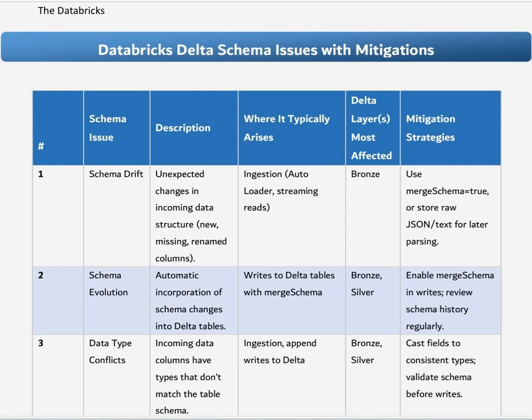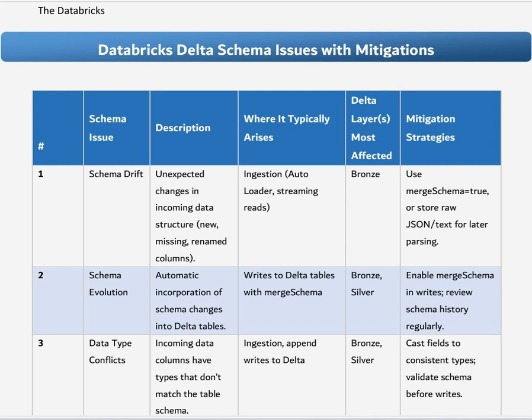You just store the raw incoming data as, say, JSON text or plain text first in bronze. Okay, so you capture everything as is. Right, and then you deal with parsing it out, applying a schema later, maybe in the silver layer where you have more control. So delaying the schema definition. Exactly. The key idea for drift is expect change. Build pipelines assuming the source will change, and use options like mergeSchema or this delayed parsing to handle it. Tag 2: schema evolution, manage changes.